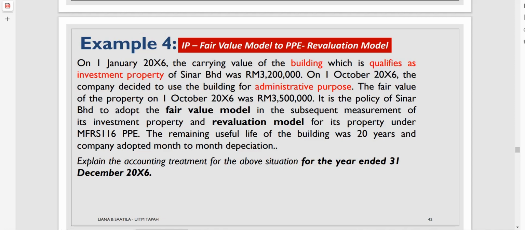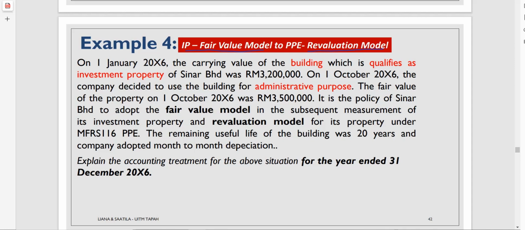This presentation will be exploring worked example 4, which is on the transfer of investment property to owner-occupied property. So how do we account for the transfer of IP when the IP is using the fair value model, and on the date of transfer, the IP that uses the fair value model is now going to be converted or classified as PPE, that will adopt the revaluation model.